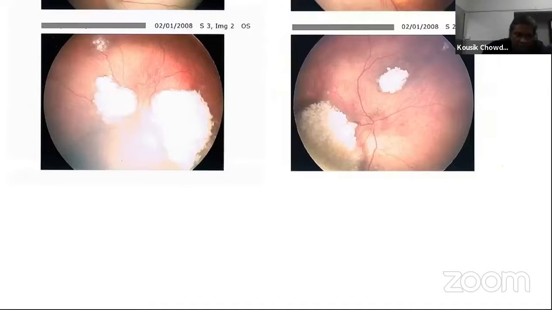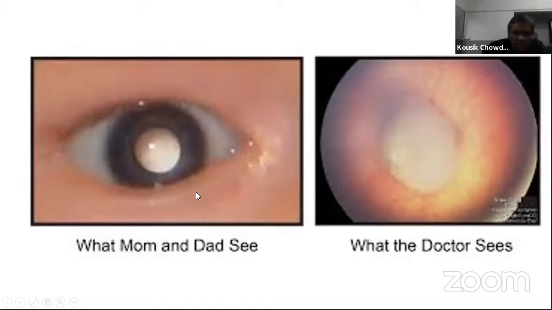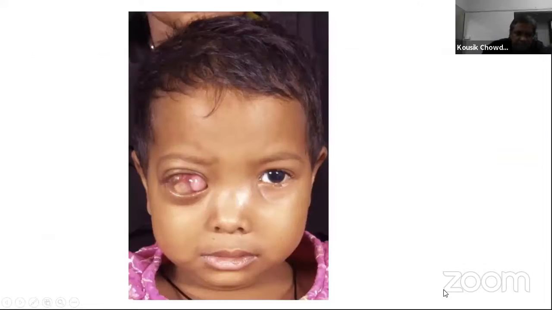Now come to pictures of the retinoblastoma. This is the fundus picture of retinoblastoma. What mom and dad see in the child is the white reflex. Where mom and dad can see the white reflex, then doctors see the retinoblastoma. This is the orbital invasion of the tumor in the right eye of the child. These are the pictures of retinoblastoma.